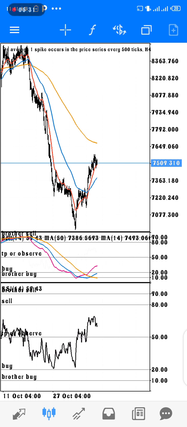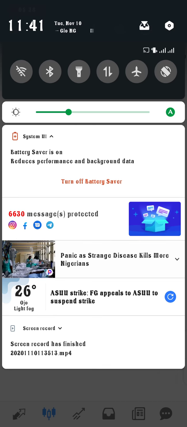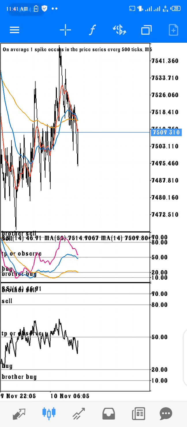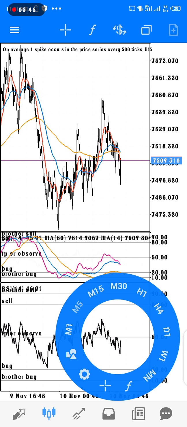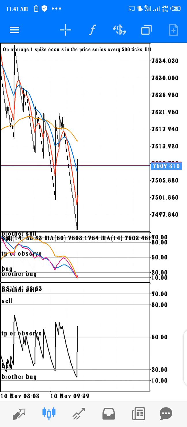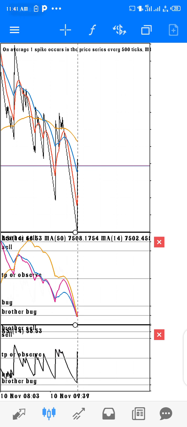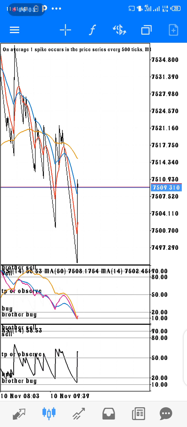Now, for boom and crash, you go to the 5 minutes time frame and the 1 minute time frame. Well, I missed this spike. You can see, guys. Now, conditions for buy. That's for boom and crash.